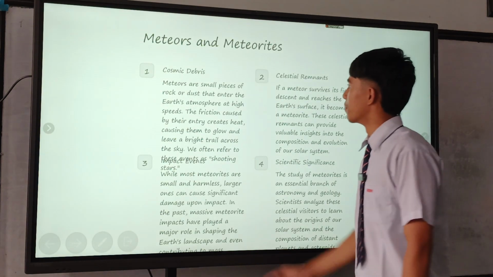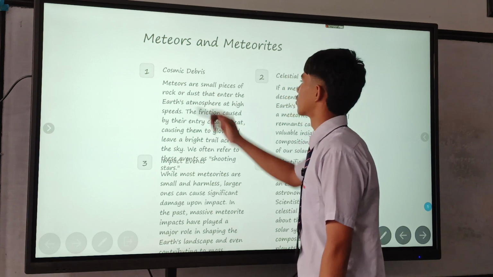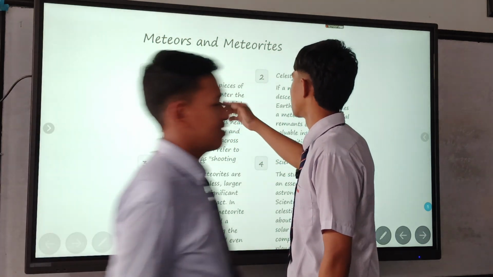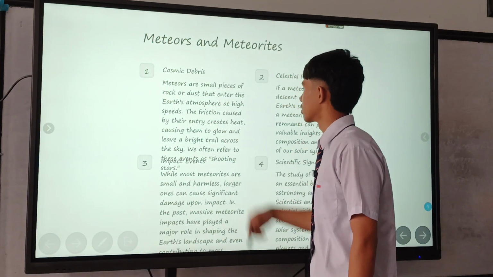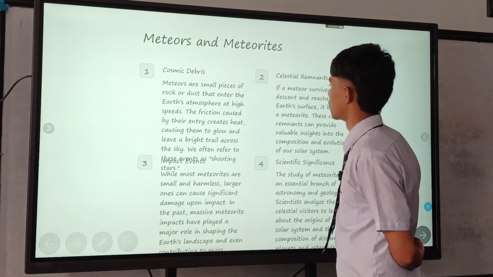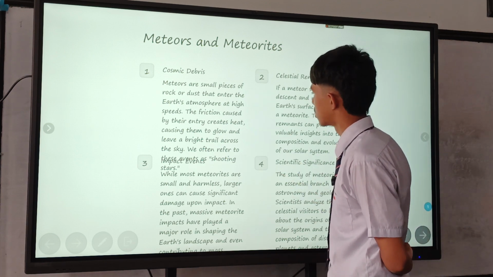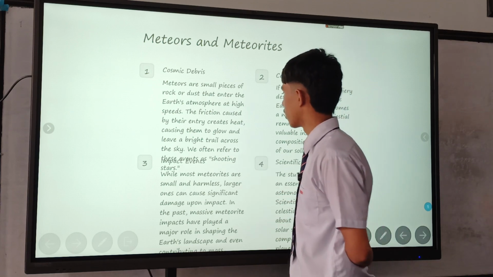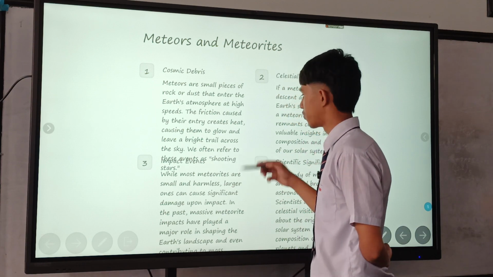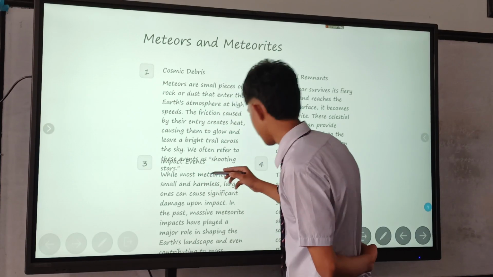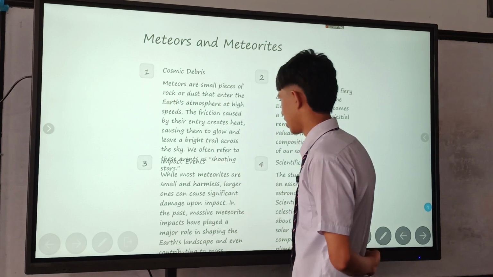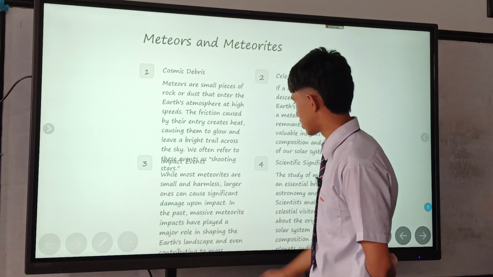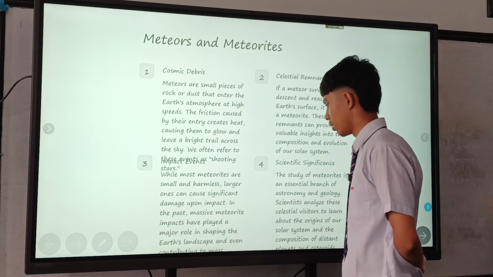Like this, meteors and meteorites. One is cosmic debris. Meteors are small pieces of rock or dust that enter the Earth's atmosphere at high speed. The friction caused by their entry creates heat, causing them to glow and leave a bright trail across the sky. We often refer to these events as shooting stars. While most meteors are small and harmless, larger ones can cause significant damage upon impact.